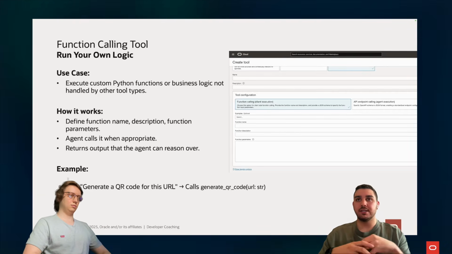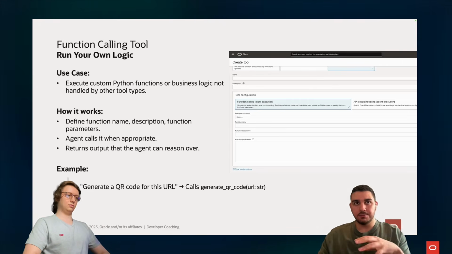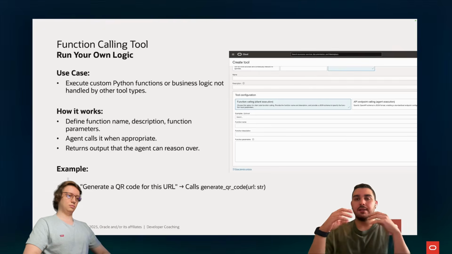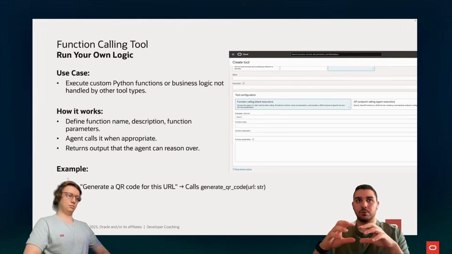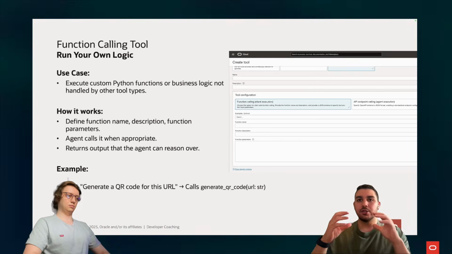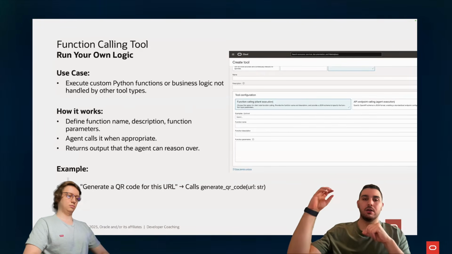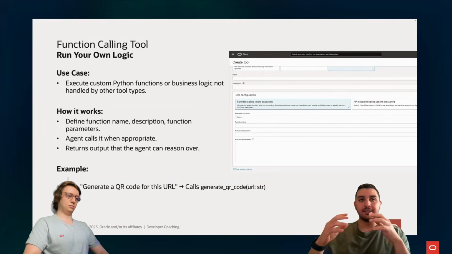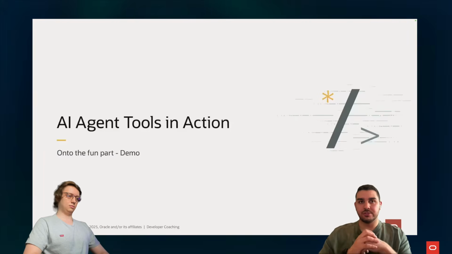And the way that works is that you can define a function name, the description, and the parameters. And based on your definition, the agent is able to understand when it's appropriate for this function or this tool to be called. For example, if I were to say, generate a QR code for this URL, it understands from my request, using the LLM model, that this is mapped to our function call that relates to QR code generation. And it's able to do that mapping and return the results.